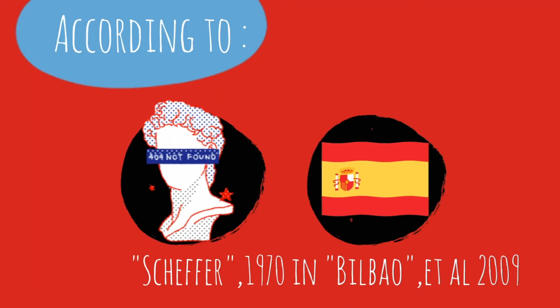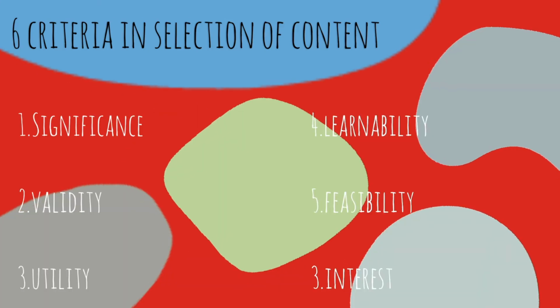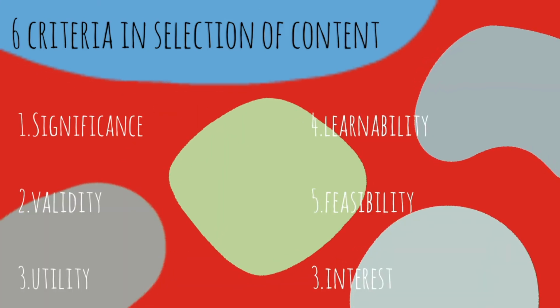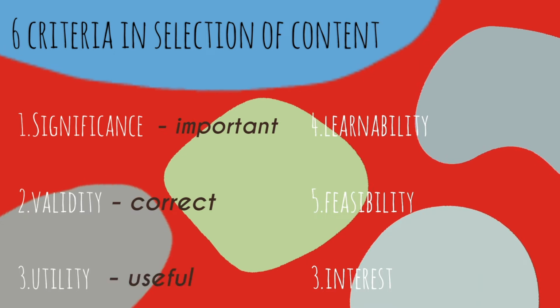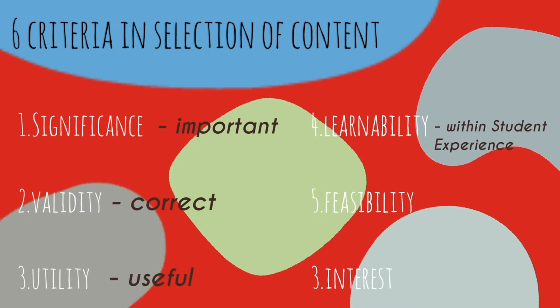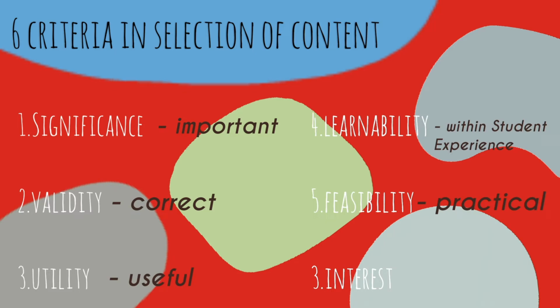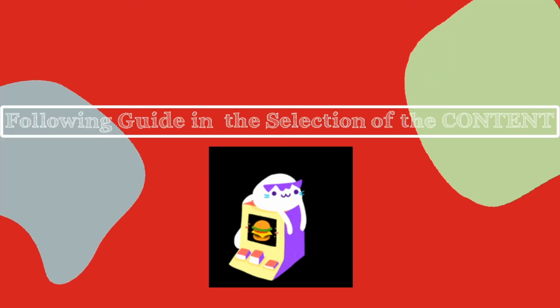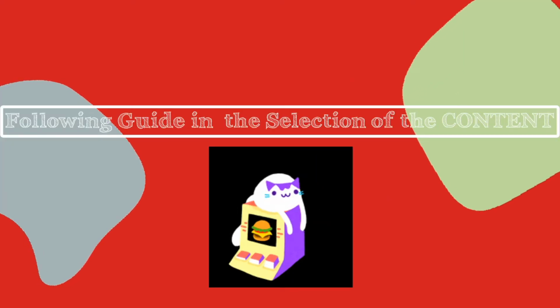According to Skipper 1970 in Bilbao et al. 2009, there are 6 criteria in selection of content. It must be important, correct, useful, within student experience, practical, and interesting. These are the following guides in selecting a content in the curriculum.